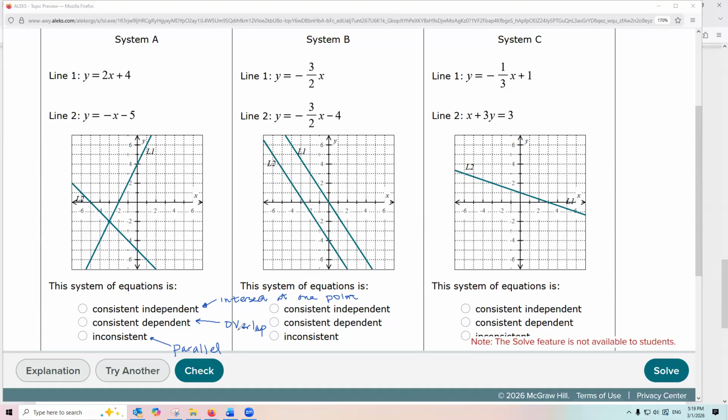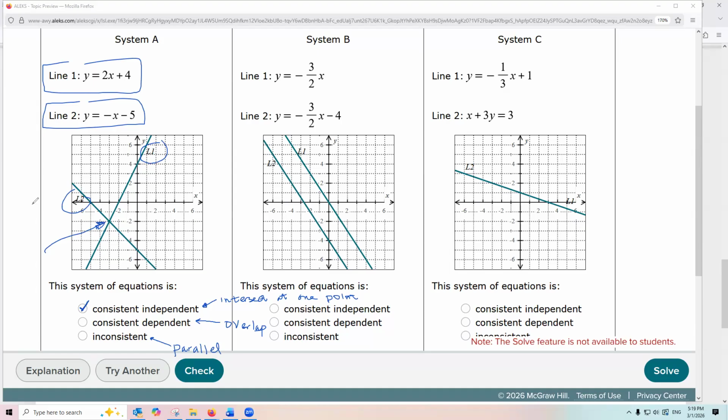So let me look at each graph and see whether they intersect at one point, or they overlap, or they're parallel. And they label the two lines here as L1, L2. So they actually did the graphing for you. I know they're giving you the equations for line 1 and line 2, but they went and graphed it for you, which is nice. Well, I'm noticing here for this leftmost system, they intersect at one point. That means my answer is going to be consistent independent for this one.